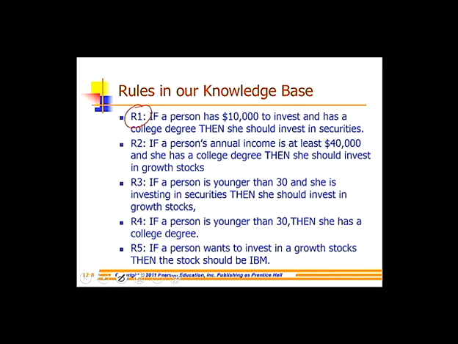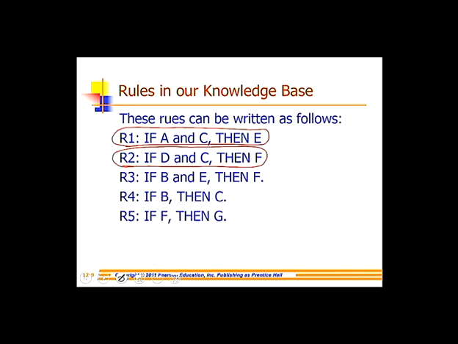Similarly, for the next rules, rules 3, 4, and 5, you can see all of them use these variables A, B, C, D, E, F, G. So this is the knowledge base. Rule 3 is if B and E, then F. Then rules 4 and 5, right? So these are the rules in our knowledge base.